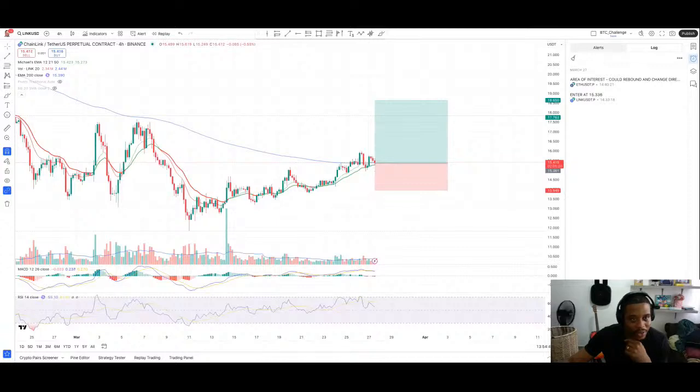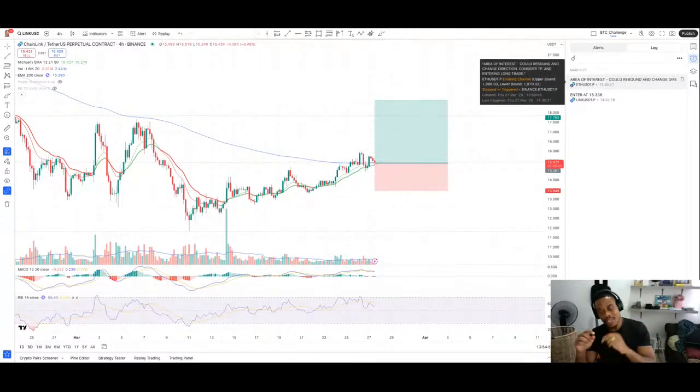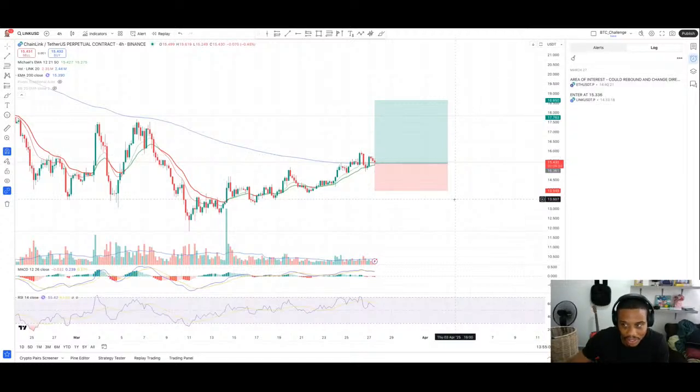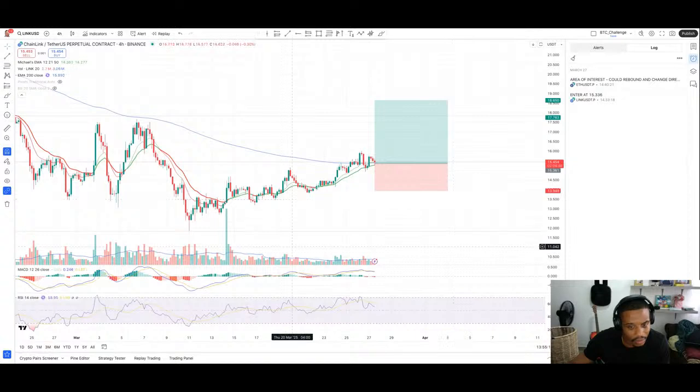I just got an alert on this. My alert is area of interest for ETH, my ETH trade. I wanted to conclude this one before I go back in, because at this point it could rebound, it could be a change of character. So I put an alert there so I'll know to come back and check. I'm up like $1.80 or so. I could easily take it and wait and study this area.